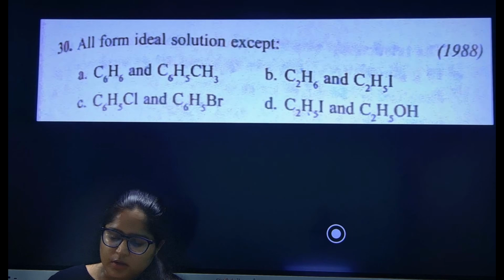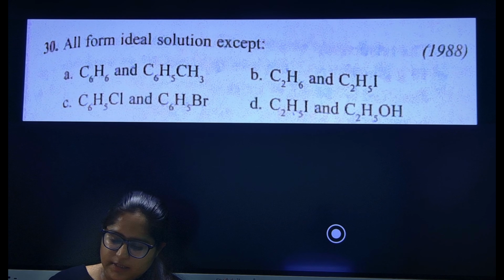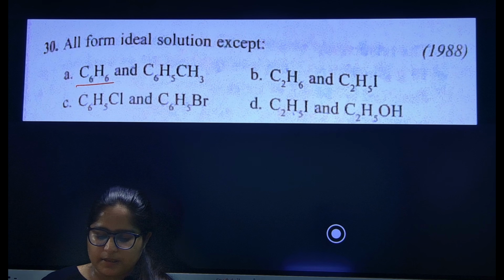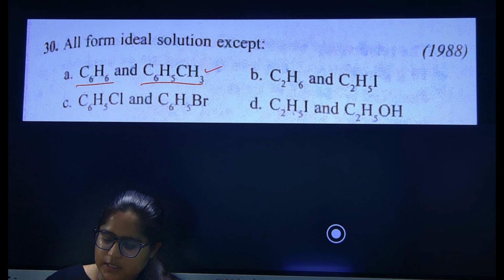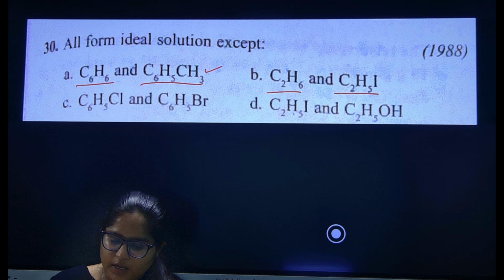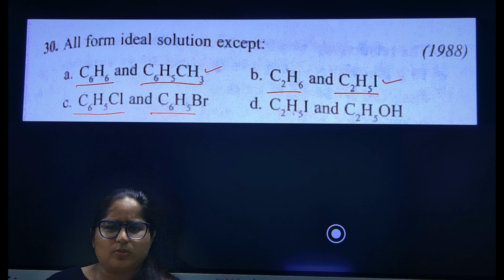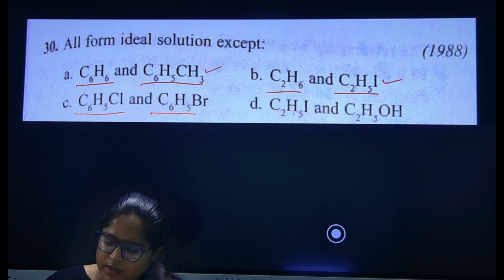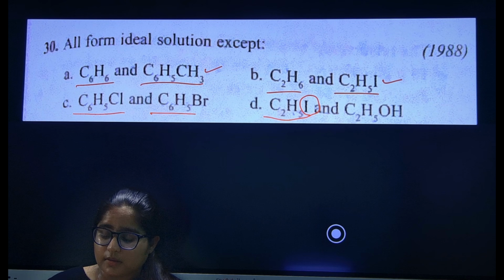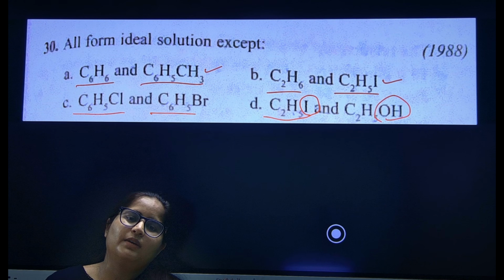Question number 30. All form ideal solutions except. Here you see benzene, toluene, same family. It will show ideal. C2H6, C2H5I, ethane, iodine, okay. It will show. C6H5Cl, C6H5Br, benzene, chlorobenzene, bromobenzene, same family. Here it is halogen. Here it is alcohol, very different.